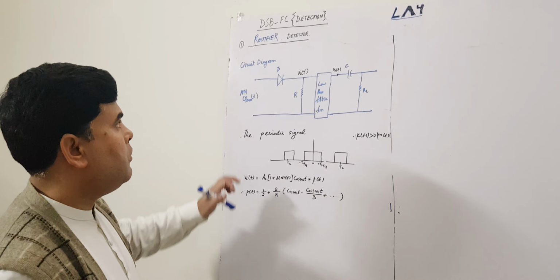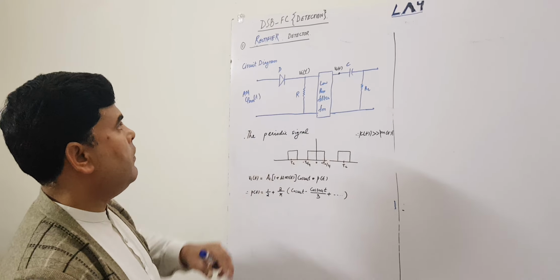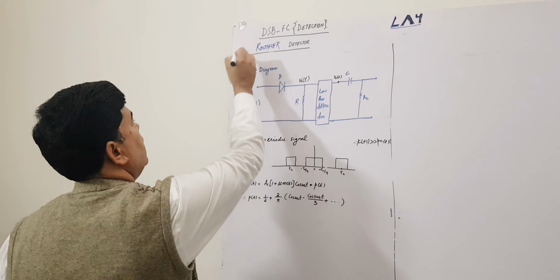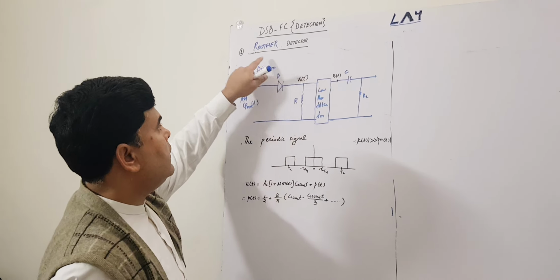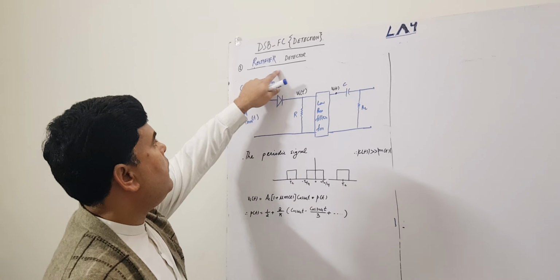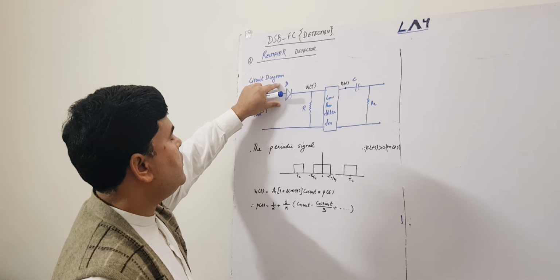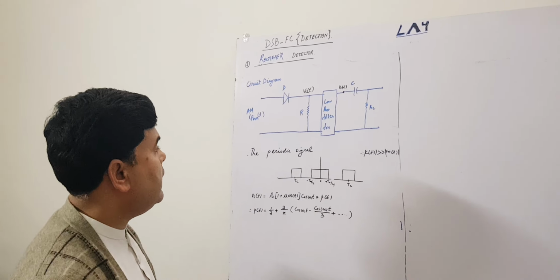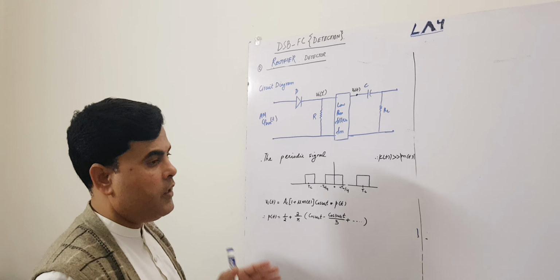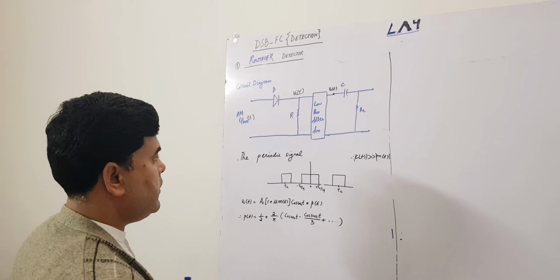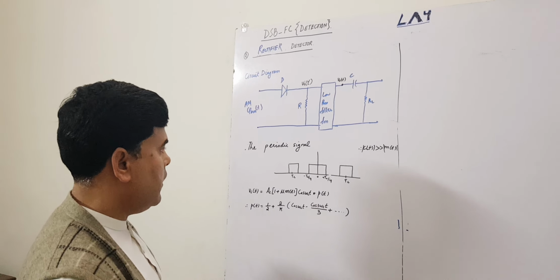In this lecture, we are going to discuss the second type of detection, double sideband full carrier detection. The second one is the rectifier detector. As the name suggests, rectifier means that we are using a switch or diode. It will rectify a portion of the signal and allow the other cycle of the signal to pass.